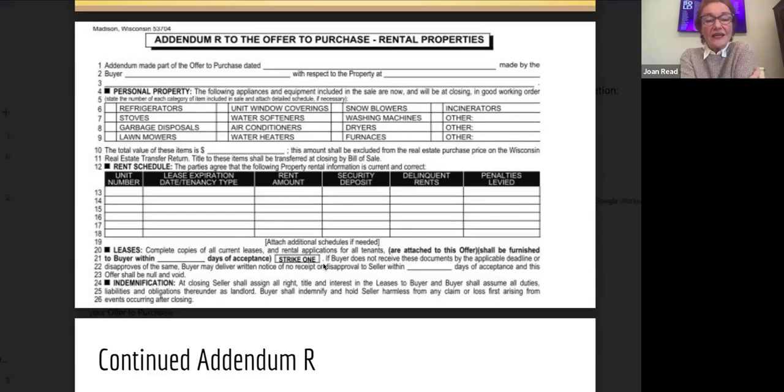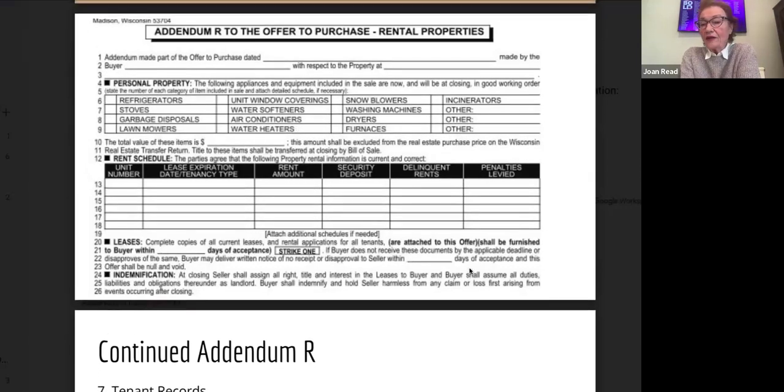The next thing is page 12, the rent schedule, and it talks about the unit number and the lease expirations currently in place, the rent amount, the amount of the security deposit, any delinquent rents there are, and any penalties levied. So that's very important information for a new buyer of a currently rented duplex or multifamily.